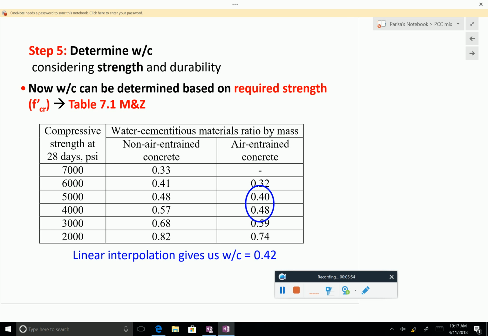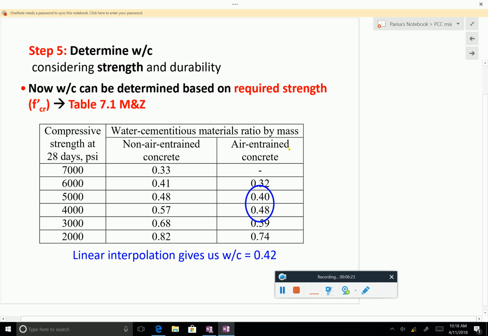And now it is for the 700, and you need to interpolate. Whenever you don't see your number in this table, you need to interpolate between these two numbers. You see that it's closer to 5,000, so if you do the interpolation, you get 0.42. And we are not done. This is only based on strength. We still have to look into durability.